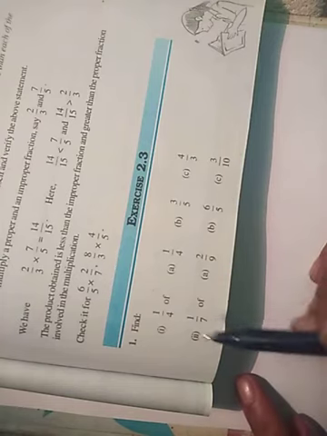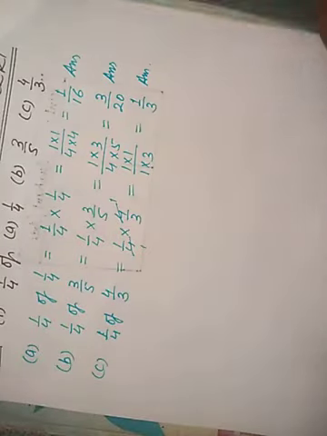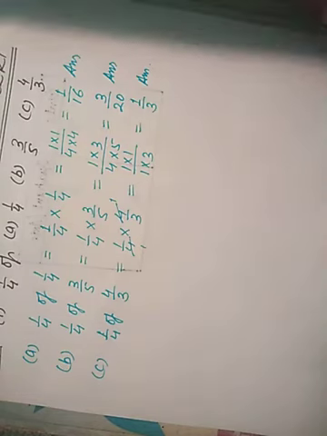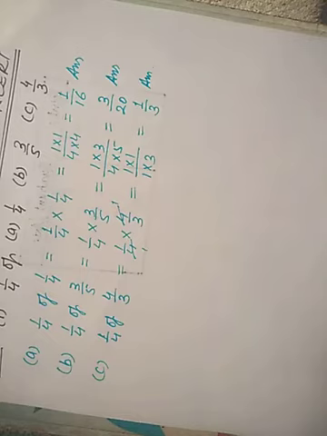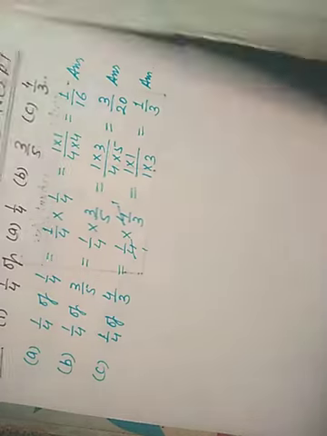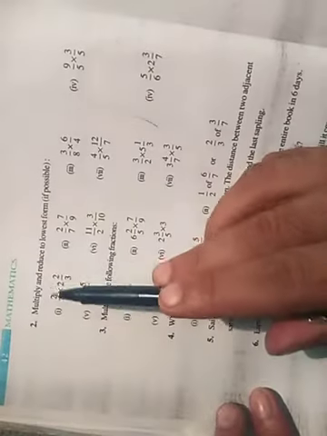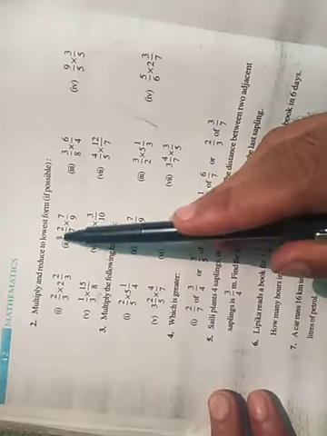The second part you can do with the help of the first part. Okay, the second part you can do by yourself. And now we have to solve the second question. So the second question is given here. Multiply and reduce to lowest form if possible.